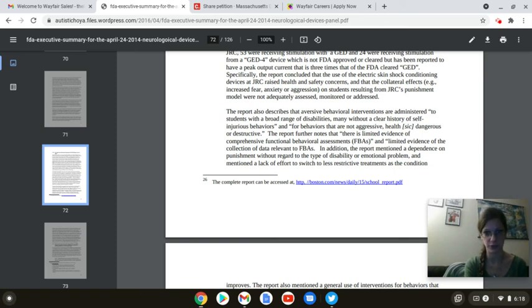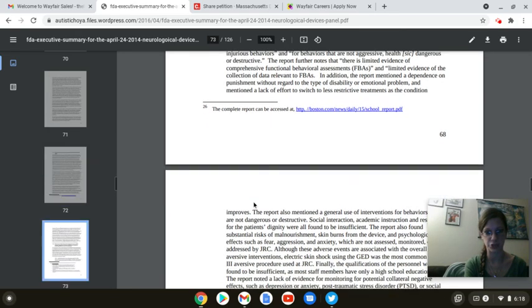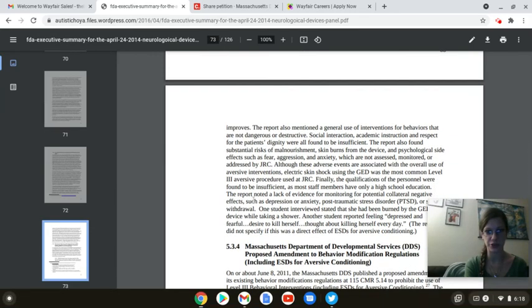And mention a lack of effort to switch to less restrictive treatments as condition improves. The report also mentioned a general use of interventions for behaviors that are not dangerous or destructive. Social interaction, academic instruction, and respect for the patient's dignity were all found to be insufficient. Thank you, God. The report also found substantial risks of malnourishment, skin burns from the device, and psychological side effects such as fear, aggression, and anxiety, which are not assessed, monitored, or addressed by the JRC.